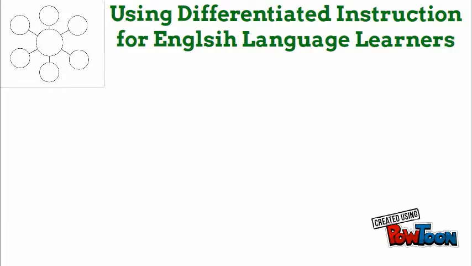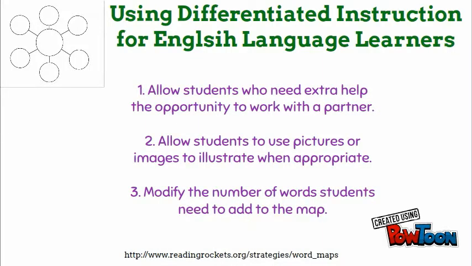Using differentiated instruction for English language learners with this example is 1. Allow students who need extra help the opportunity to work with a partner. 2. Allow students to use pictures or images to illustrate when appropriate. 3. Modify the number of words students need to add to the map.